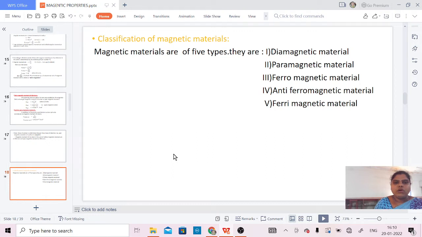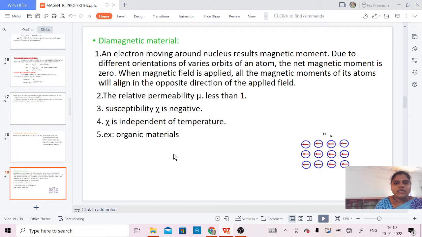So the magnetic materials are of five types. They are diamagnetic material, paramagnetic material, ferromagnetic material, anti-ferromagnetic material and ferrimagnetic material. Next, let us see them one by one, starting with the diamagnetic material.